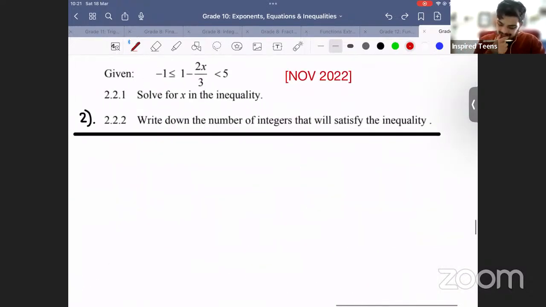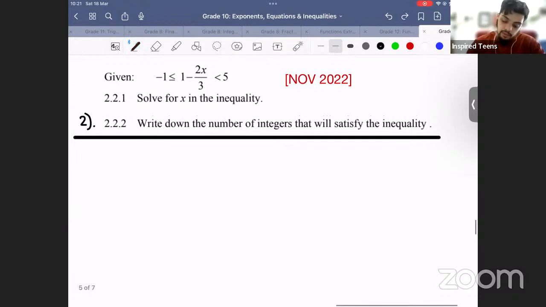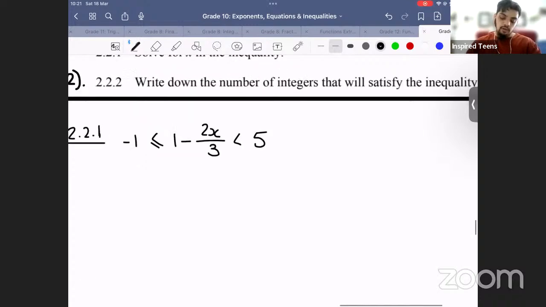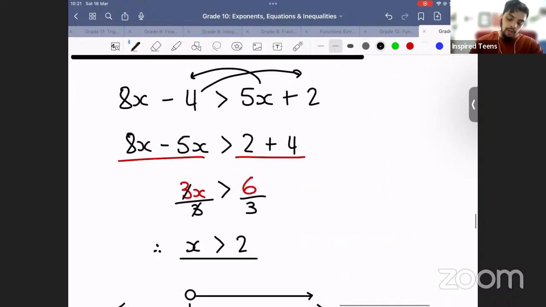So in this case, all we have to do is really simple. The first question is to solve for x in the inequality. That's how they'll phrase it. Solve for x in the inequality, where we have -1 is less than or equal to (1 minus 2x) over 3, which is less than 5. Just like in the previous example, we want to leave x alone and take all the constants over. In this example, we want to leave x alone, not on the left or the right, but in the center.